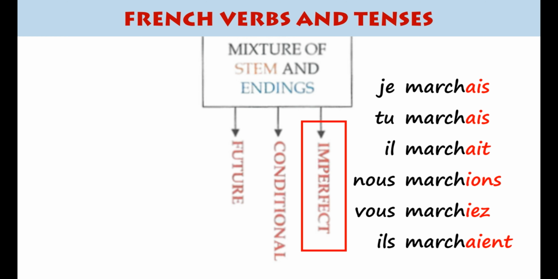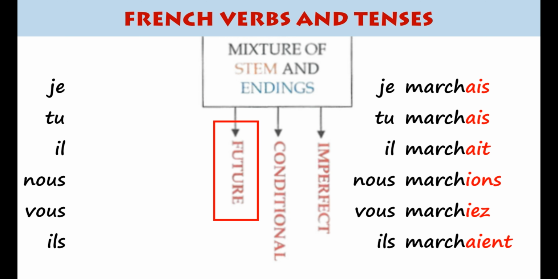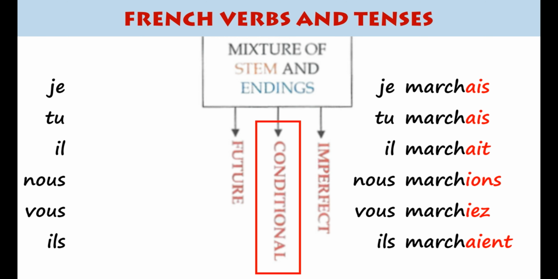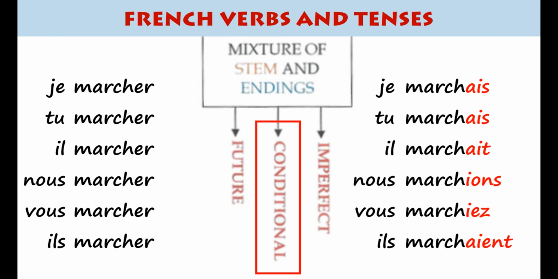And the future and the conditional, the real future, you'll recognize is formed at a basic level by taking the infinitive and putting these endings on the end. And the conditional at a basic level is the same. You take the infinitive, or the future stem as it's called, and you put these endings on, which you'll recognize from the imperfect.